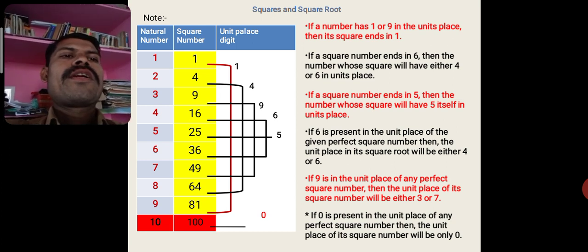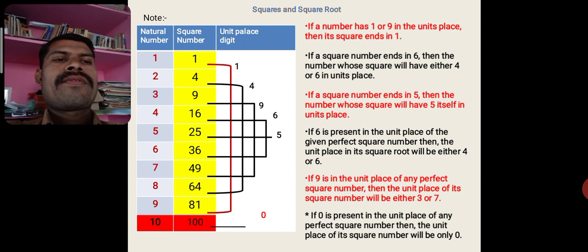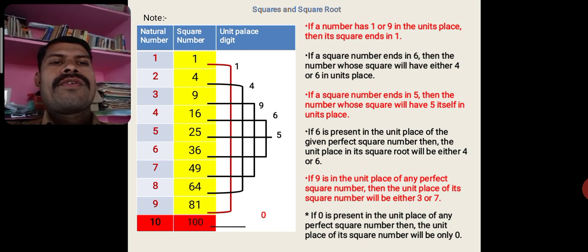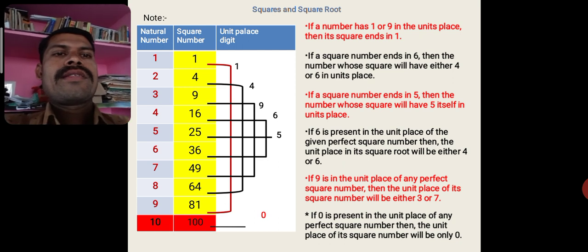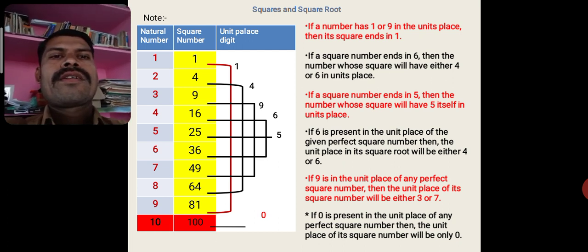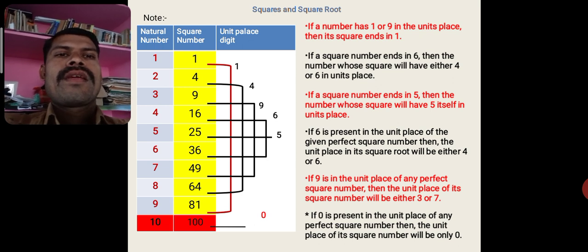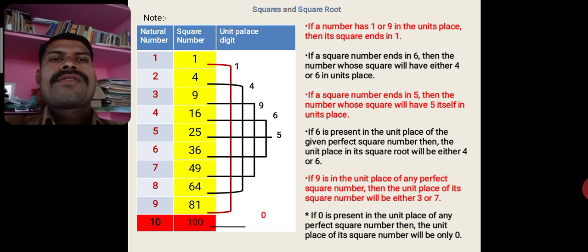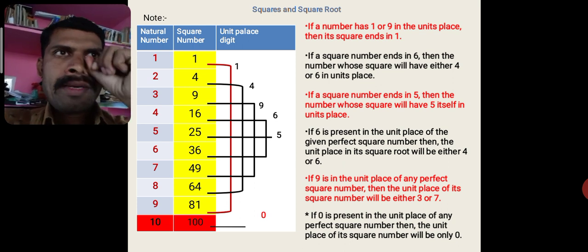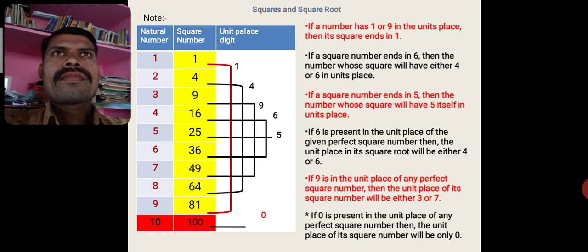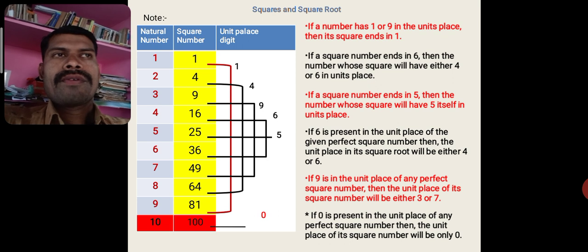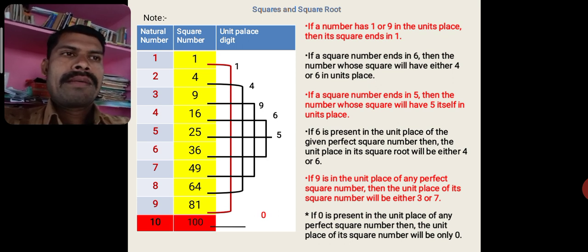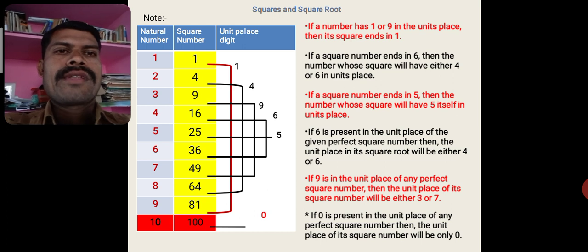If 0 is present in the unit place of any perfect square number, then the unit place of its square root will be 0 only. You see, 10 10s are 100, no? In 10 the unit place is 0, and in 100 also the unit place is 0. Similarly, 25 is there, no? In 25 the unit place is 5, and 5 is also there in its square. Similarly, 625. 625 is the square of 25. Okay, you can observe 5 is present in both the numbers in the unit place. Okay, so that you have to remember.